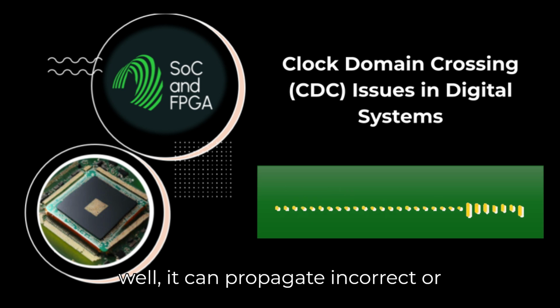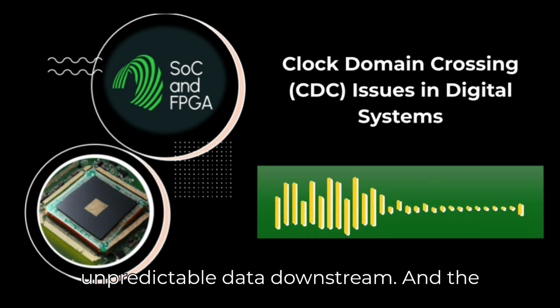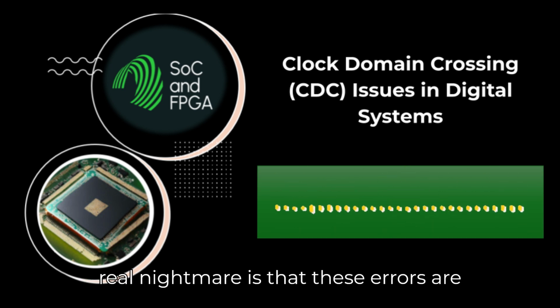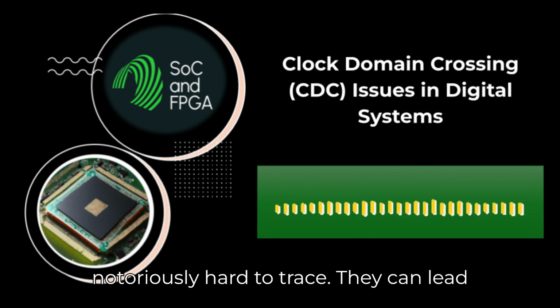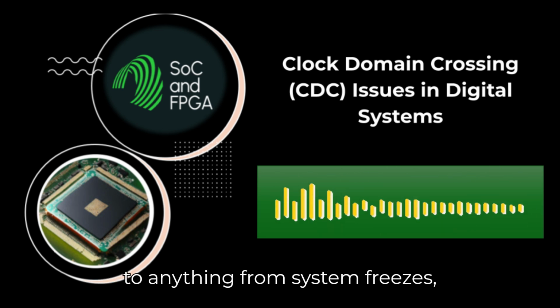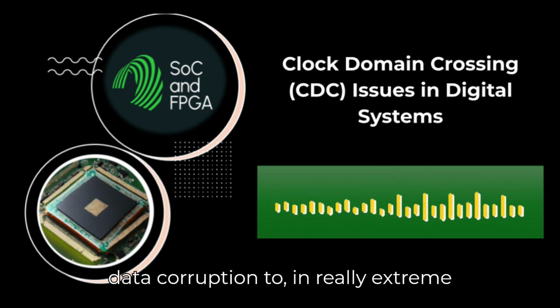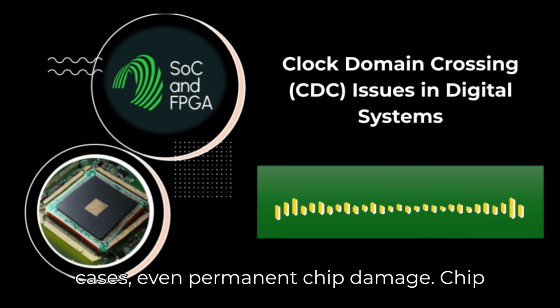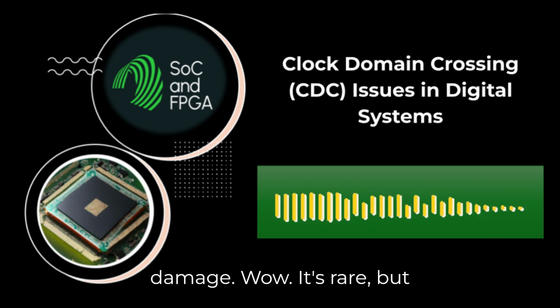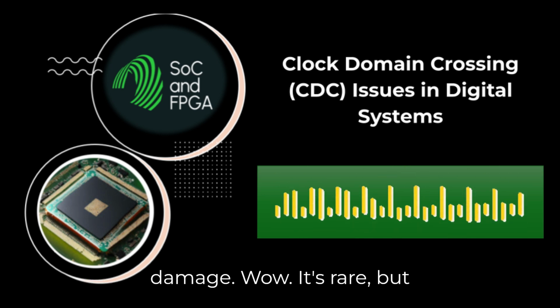Well, it can propagate incorrect or unpredictable data downstream. And the real nightmare is that these errors are notoriously hard to trace. They can lead to anything from system freezes and data corruption to, in really extreme cases, even permanent chip damage. Chip damage. Wow. It's rare, but possible.